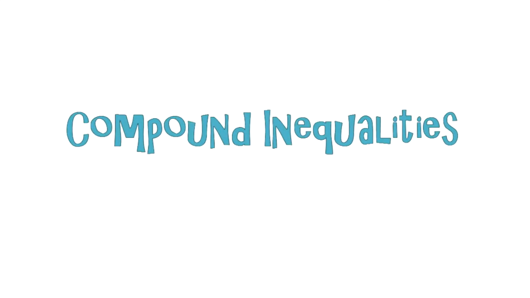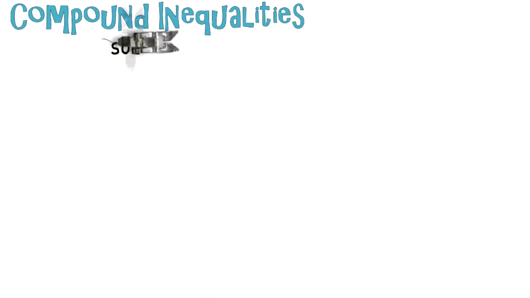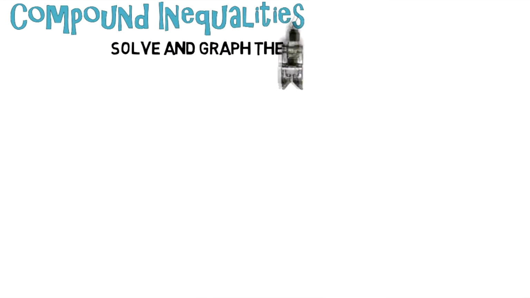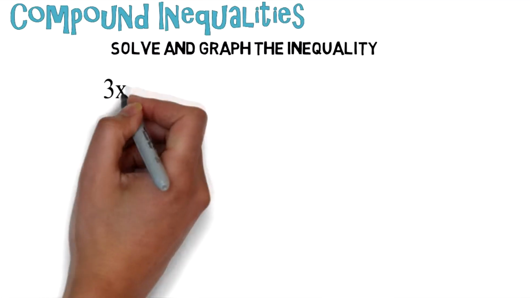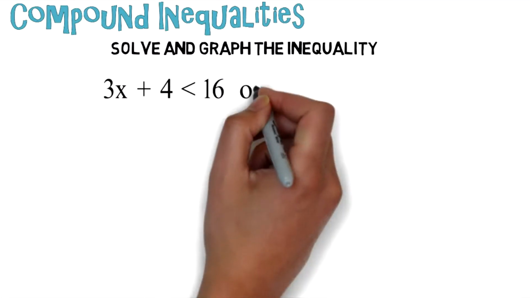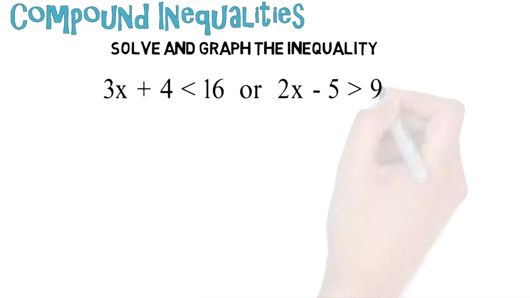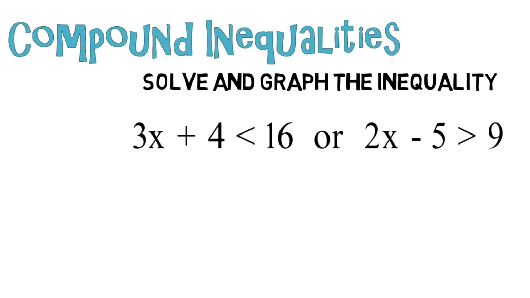Compound inequalities. Solve and graph the following inequality. 3x plus 4 is less than 16, or 2x minus 5 is greater than 9.